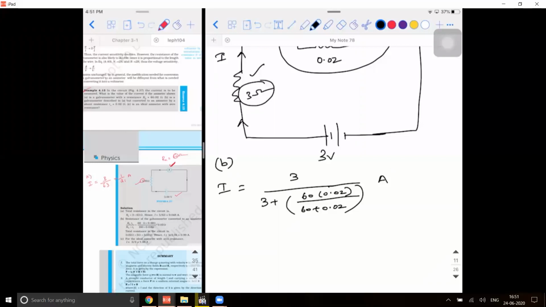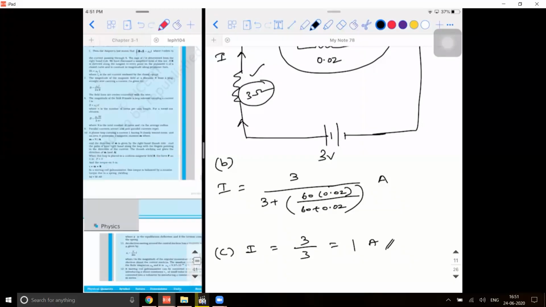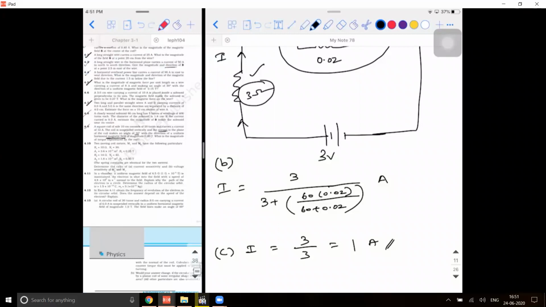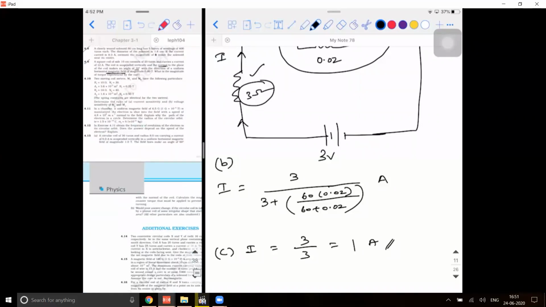What will be the answer for part C? I will be equal to 3 by 3 because they are saying it is an ideal ammeter, so it has zero resistance. So it will be 1. It's an easy one, right? So this is all about the conversions. And maybe next class I will give you some problems based on this, which are asked in the exam.